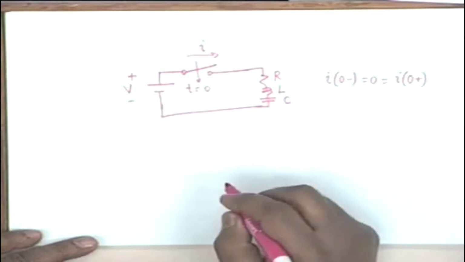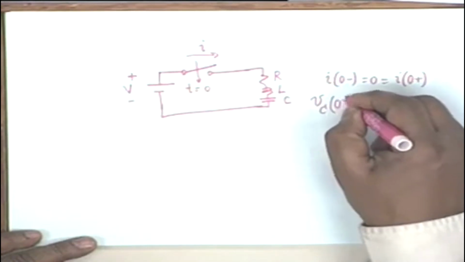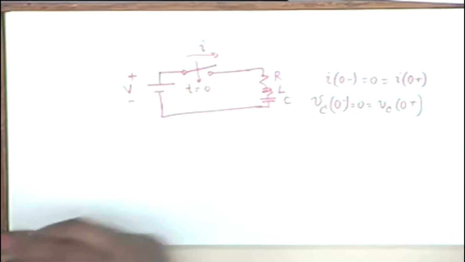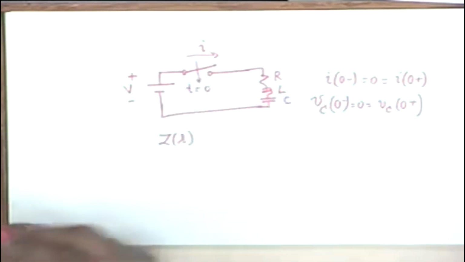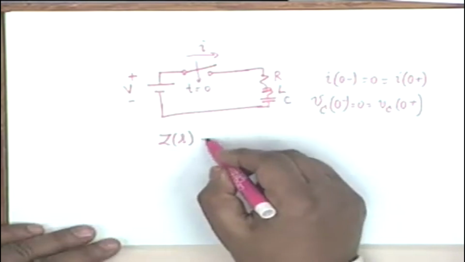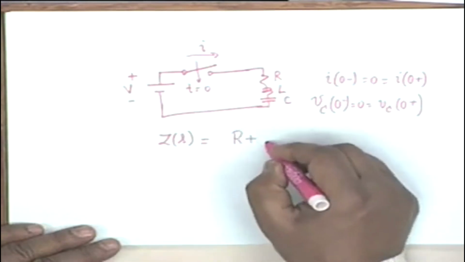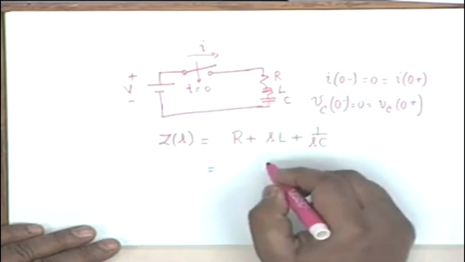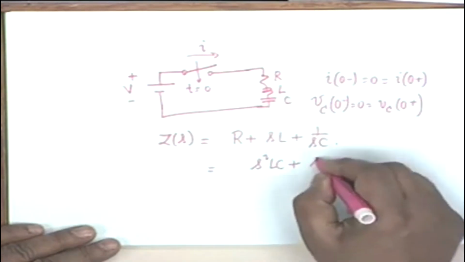This is one of the initial conditions, and the other initial condition is that Vc of 0 minus is equal to 0, is equal to Vc of 0 plus. These are the two initial conditions, and the natural response of the circuit, because it is a current, shall be determined by the zeros of the impedance function, that is R plus SL plus 1 over SC, and as you know, we can write this as S squared LC plus SCR.